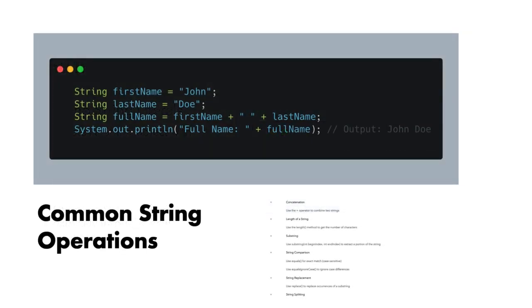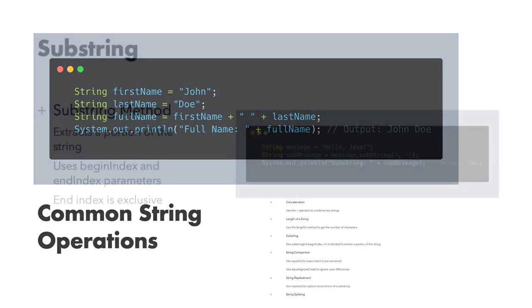Java offers various methods for string manipulation. You can concatenate strings using the plus operator, find the length with the length method, extract substrings with substring, compare strings with equals and equalsIgnoreCase, replace substrings with replace, and split strings into arrays using split.